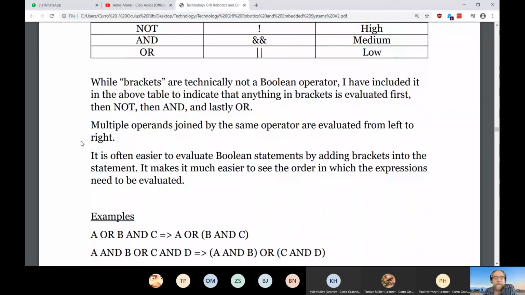And obviously if they are joined by the same operator, so if you've got something and something and something, you can just solve it from left to right. It's the same as saying this plus this plus this. You just go from left to right.